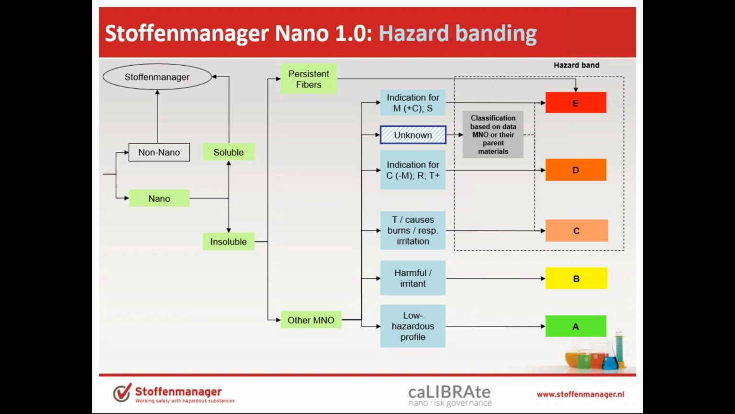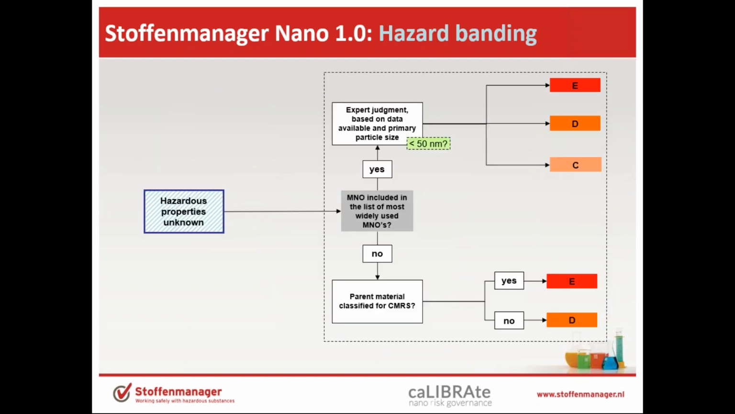These classifications are based on the toxicity data related to the nanomaterial. If the hazard data of your nanomaterial is not known, the classification will be based on the parent materials. So in this case, if the parent material is considered carcinogenic, mutagenic, reprotoxic, or sensitizing, then the nanomaterial is also considered this, and the hazard band is allocated to an E. If it's not, then the hazard band will be a D.